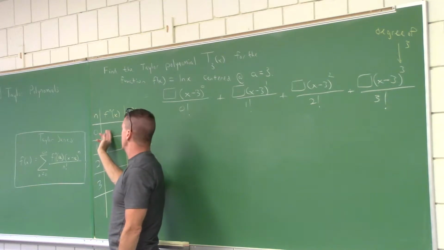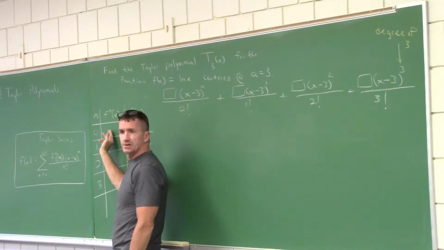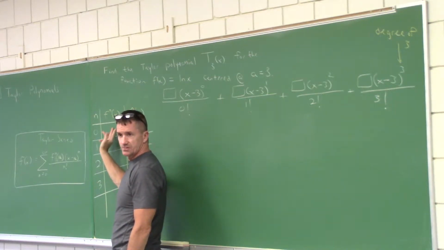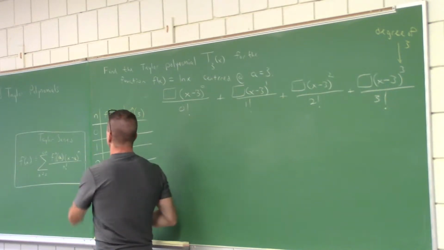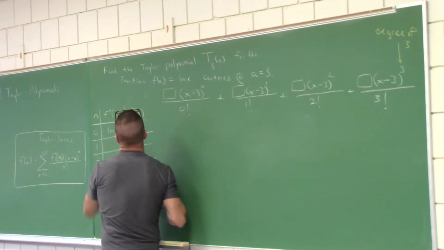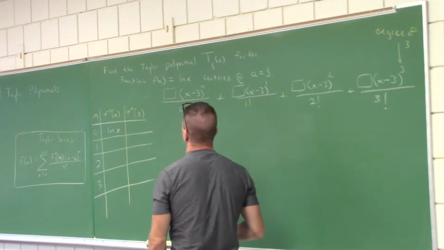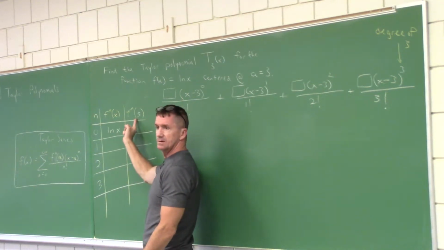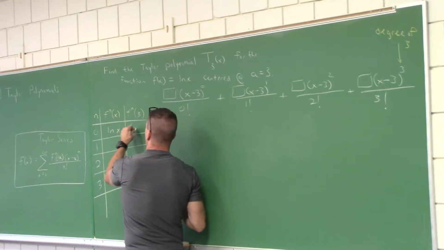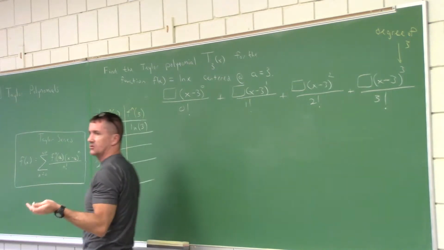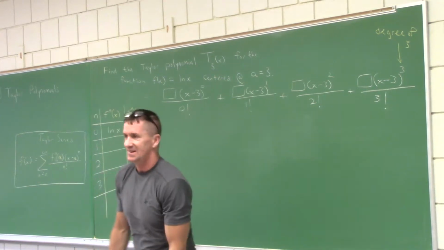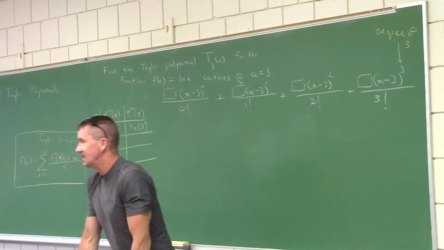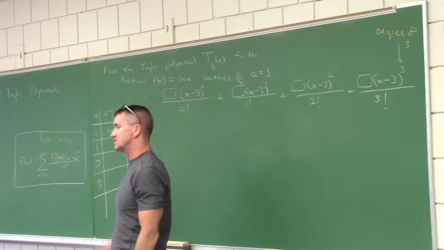Keep in mind here, we're not doing a derivative, we're just putting the original function in. The actual original function, which is just what? Natural log of x. All right, substitute 3. Remember, that's an irrational number, so let's just leave it natural log 3. Natural log of e is 1, but natural log of 3 is just irrational. We just leave it like that, right?